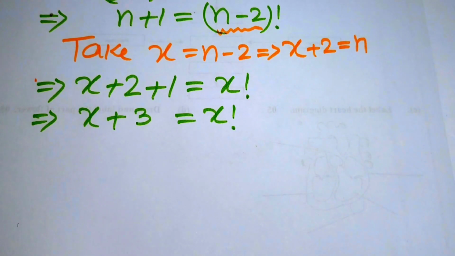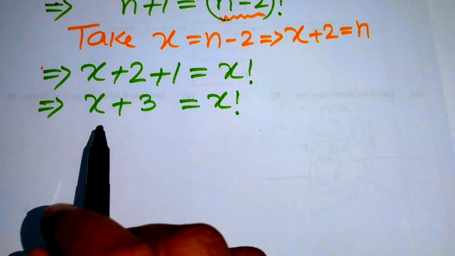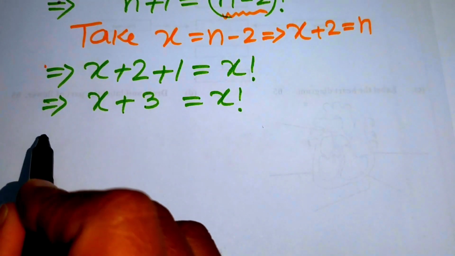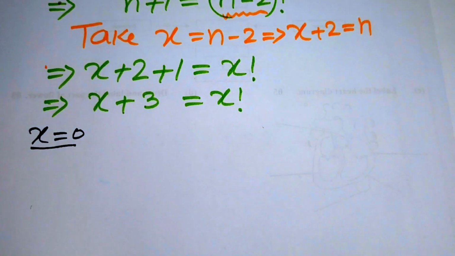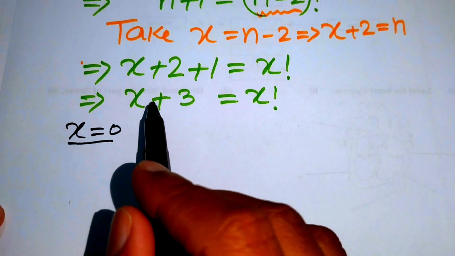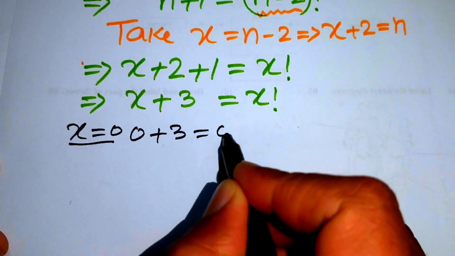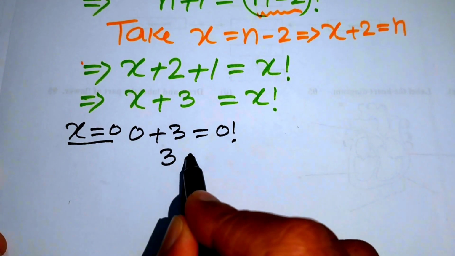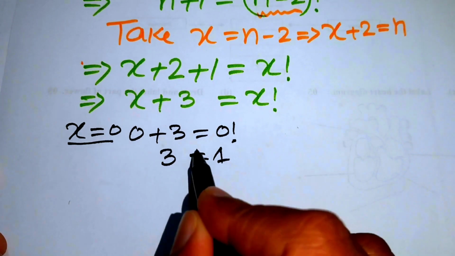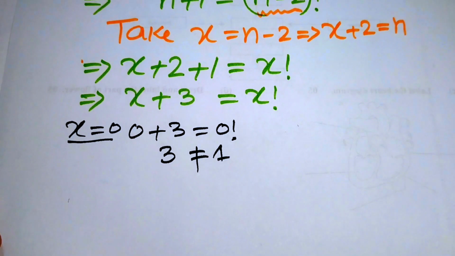So here we substitute some values in x, and we check which of these values of x satisfy this equation. So now first we check at x equals 0. When you put x equals 0 on both sides, then you get 0 plus 3 equals 0 factorial, and you know that 0 plus 3 equals 3 and 0 factorial becomes 1. So here you see that 3 is not equal to 1, it is not possible.